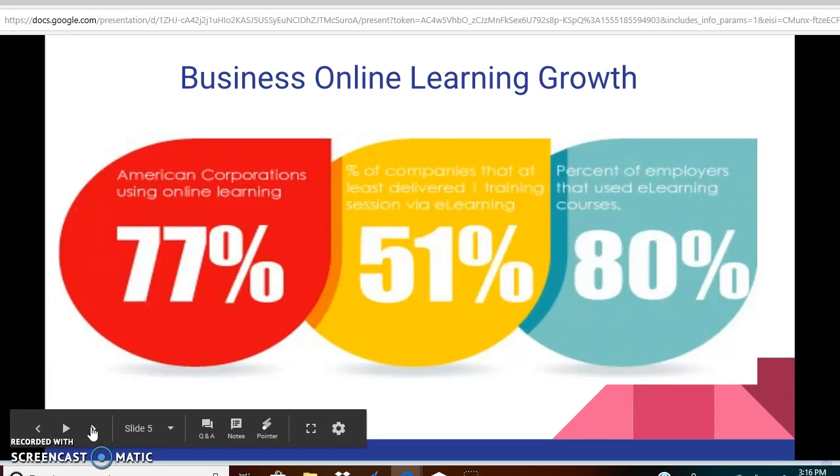If you want to work from home today, that's okay, or come into the office. There seems to be a lot more flexibility now with business and online learning.